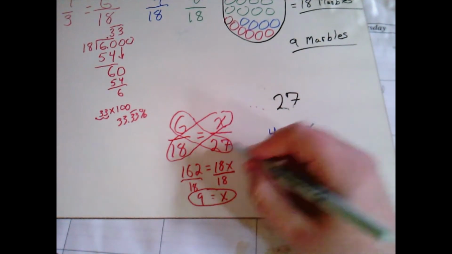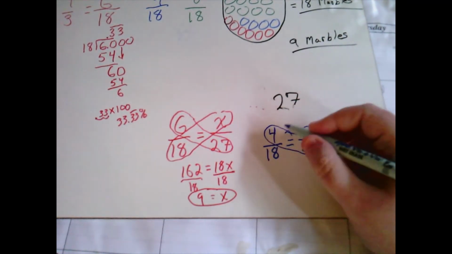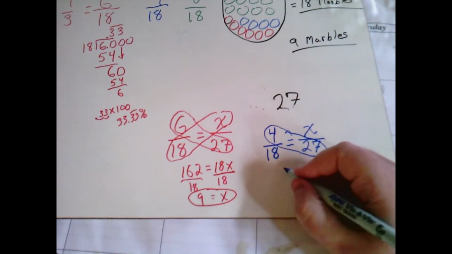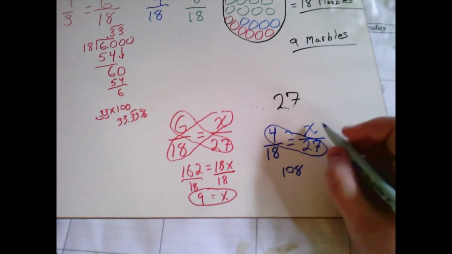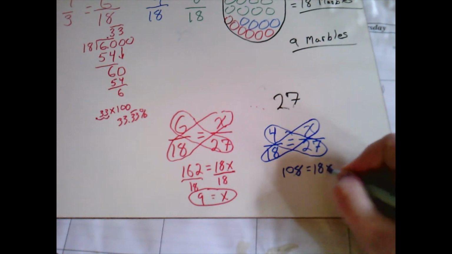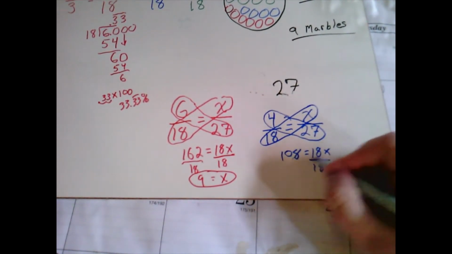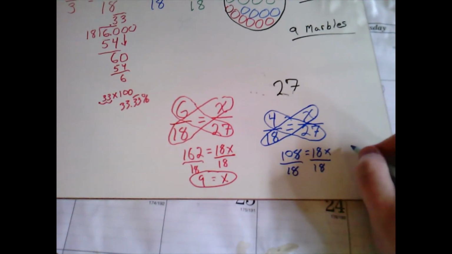What did we do over here to solve this? Cross multiplication. Let's try it again. All right. 4 times 27 is 108. X times 18 is 18x. All right. Divide both sides by 18. What do we get? 108 divided by 18.